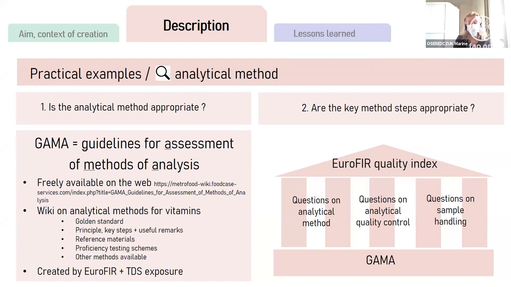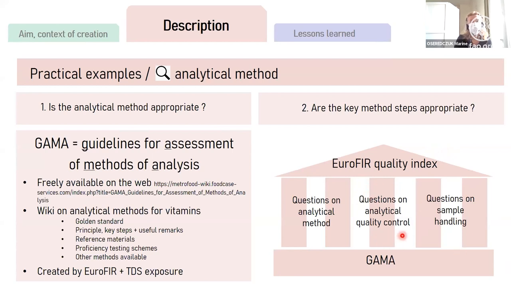You also have the list of precautions to be taken for sample preparation. For example, for vitamin B2, its high sensitivity to light is mentioned together with its sensitivity to alkaline conditions. You have also a list of certified reference materials and standard reference materials in GAMA, and the list of proficiency testing schemes. Other methods available are also considered. So with all the information provided in GAMA, it's then possible to answer the two questions that you can see above. But also questions for other categories.